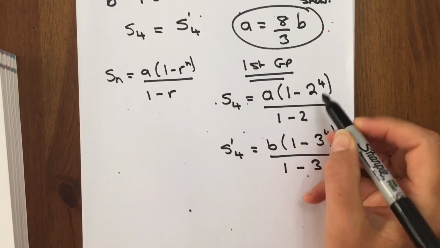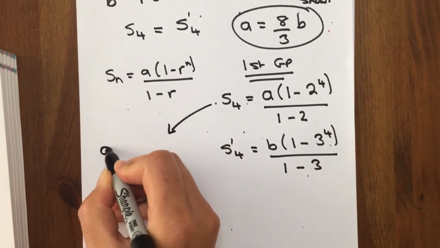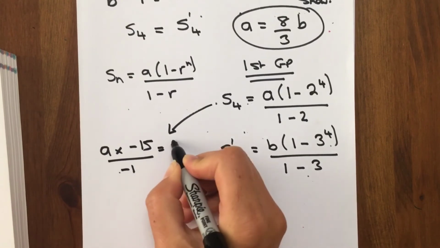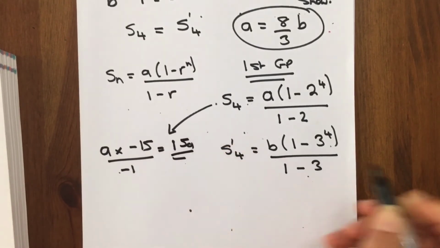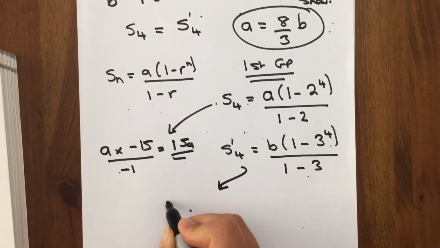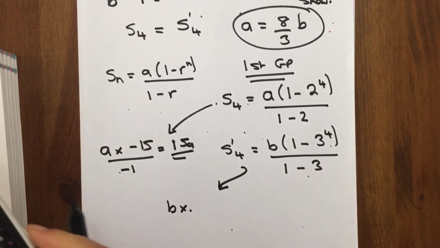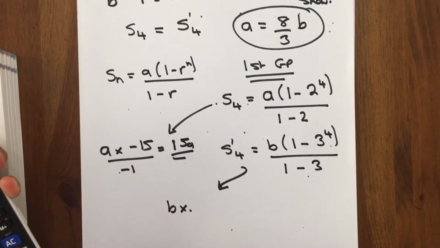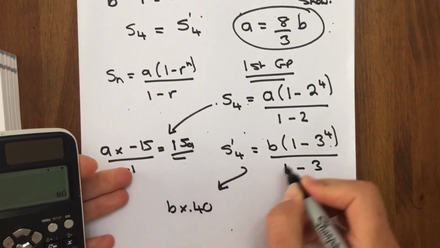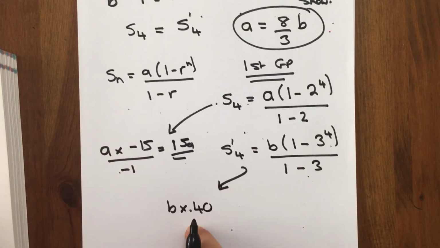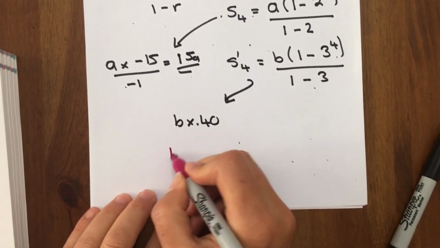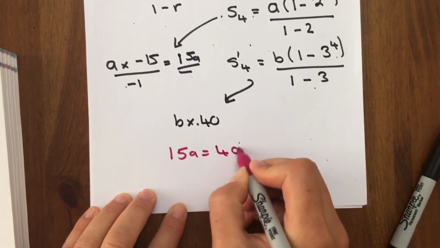Okay, let me just see if I can simplify this a little bit. Well, I know that this one here will be A times negative 15 over negative 1, which is going to be 15A. And this one is going to be B times, or what's 3 to the power of 4? 3 to the power of 4 equals 81, take away 1, is 80 divided by 2 is 40. So this is 40B. So I'm going to now put these two equal to each other. So I know 15A equals 40B.